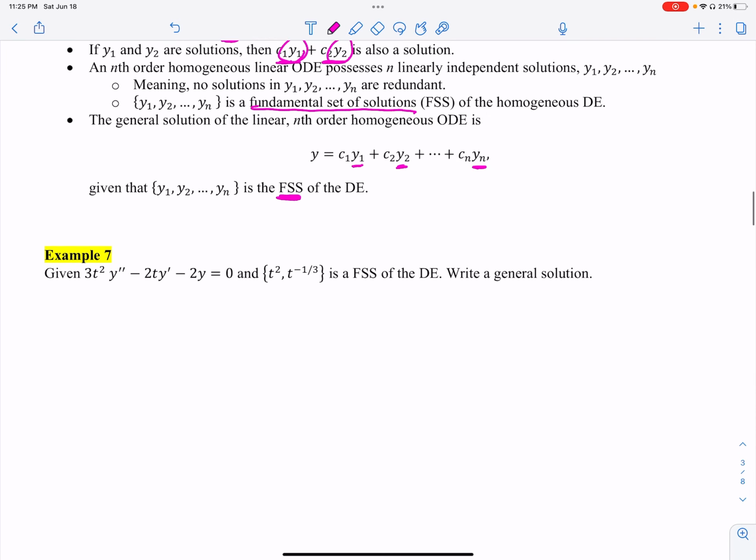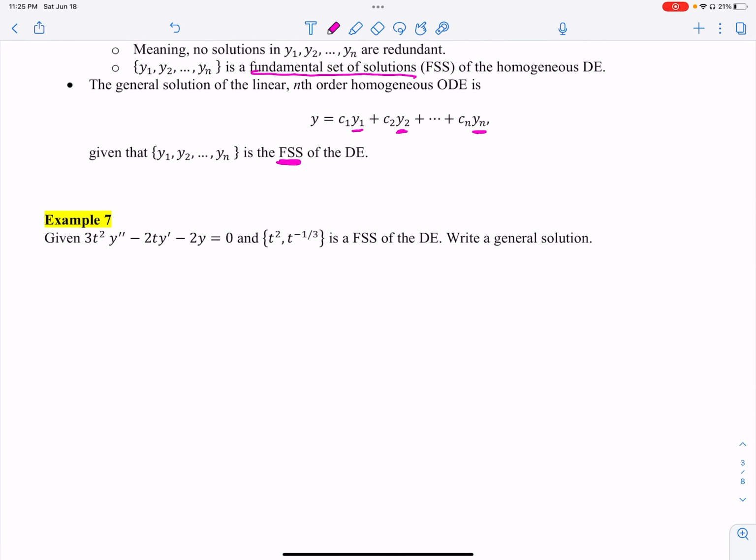Now, let's explain what that looks like here. This is going to be a really simple problem. They say there's a DE. Here are two solutions. These are the fundamental solution set. It says write a general solution. So my general solution is going to be y equals C1 t squared plus C2 t to the negative 1/3.